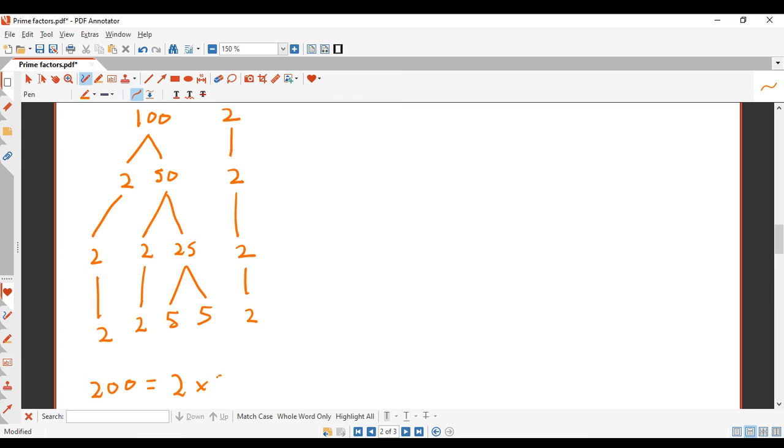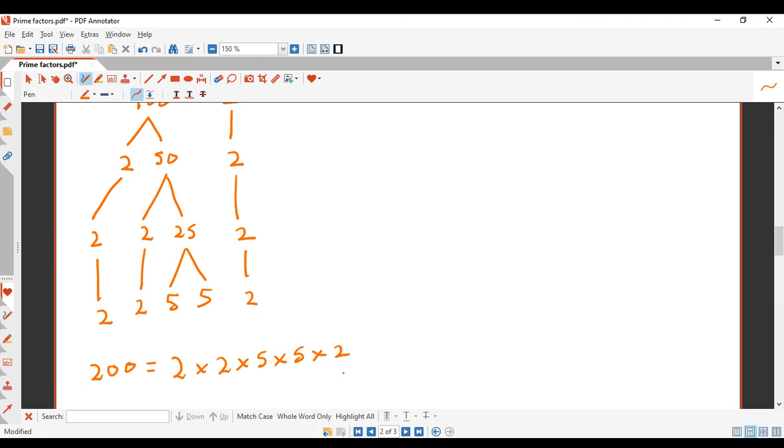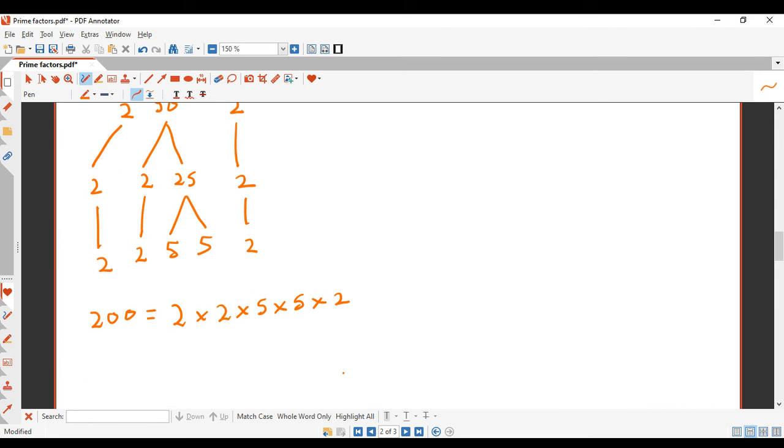So let's write that down. 2 times 2 times 5 times 5 times 2. Now, it says to write this using index notation.